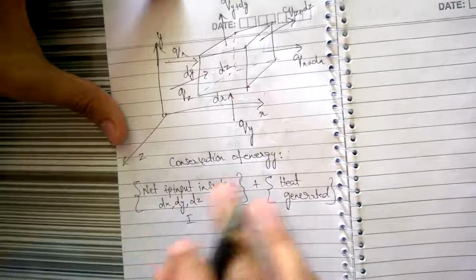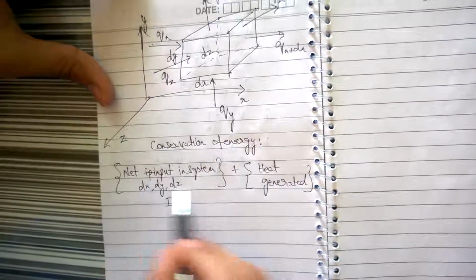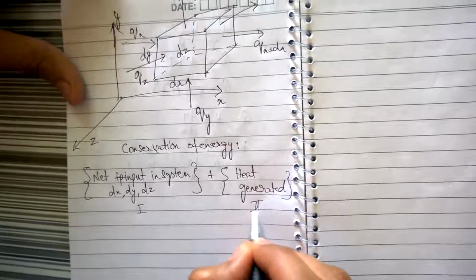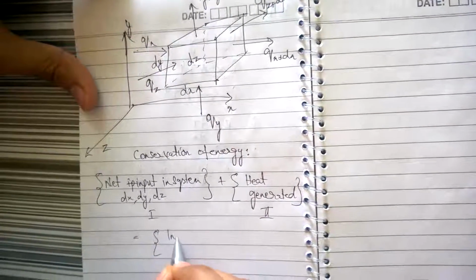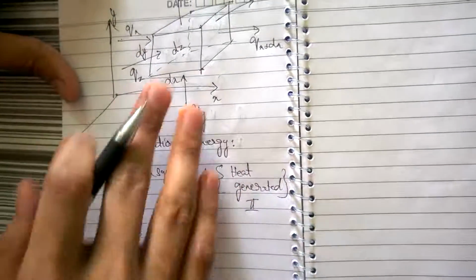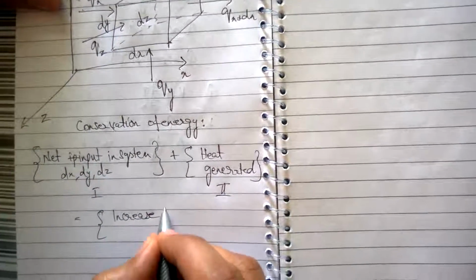So this is what is getting inside the system: the net heat input and the heat generated. This is our second term. This should be balanced by the increase in internal energy, because if you're giving heat energy to the system, that energy will in some way be converted to an increase in internal energy.